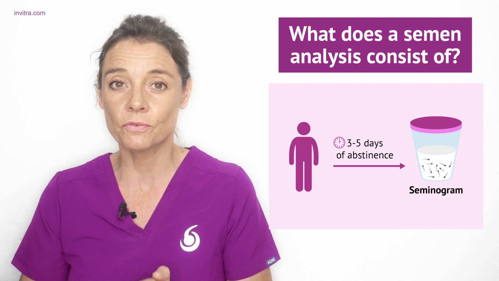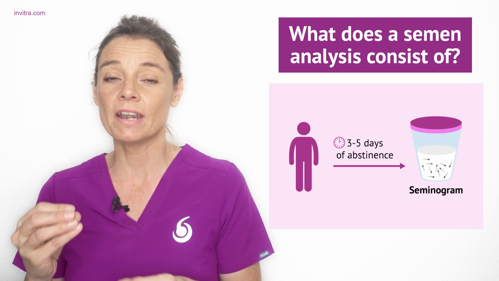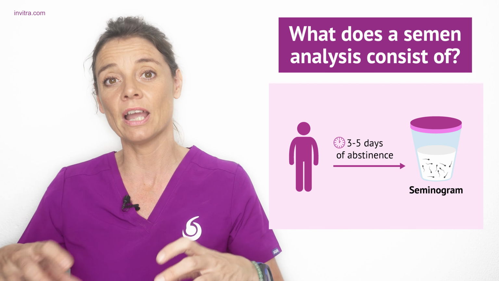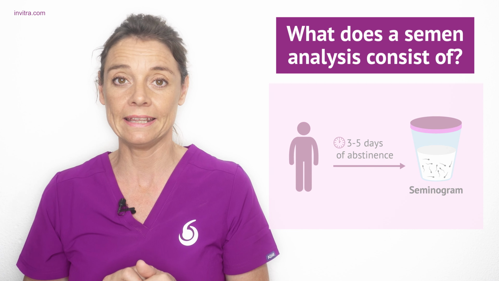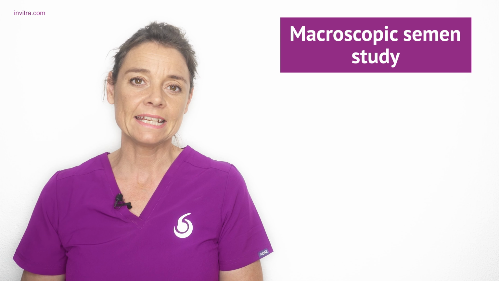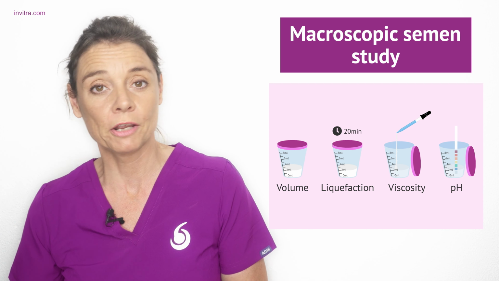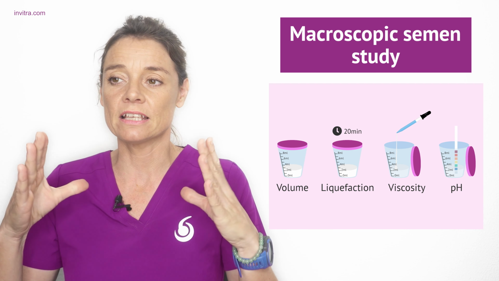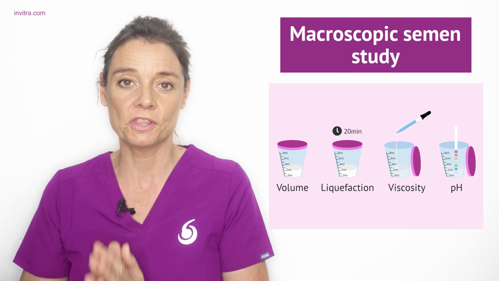And from the results of the sperm analysis, if there are any alterations, we can then classify what exactly is the problem in the sperm. The first step in a semen analysis is to perform the macroscopic study. This means a study performed with the naked eye and not with a microscope.